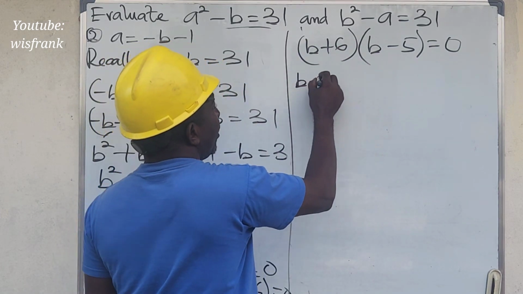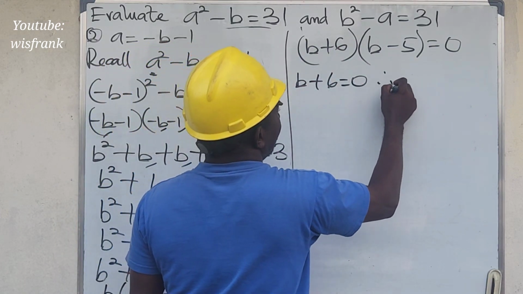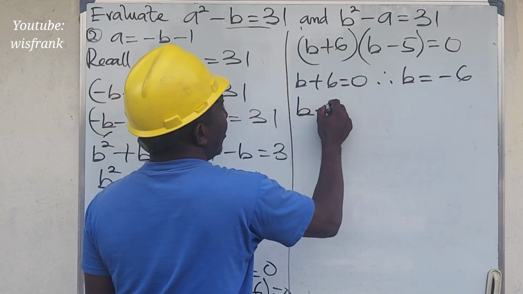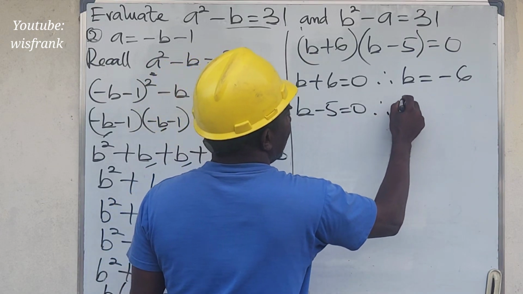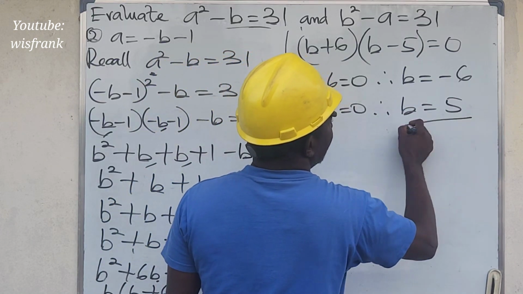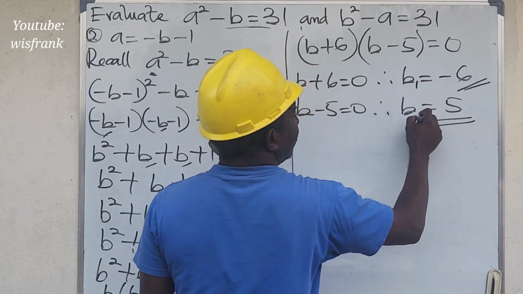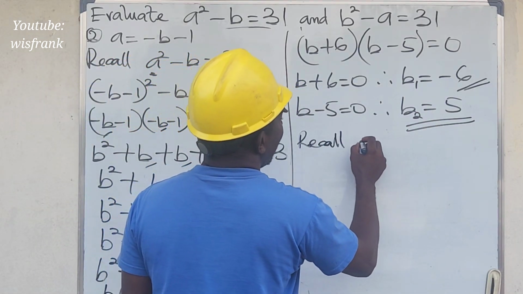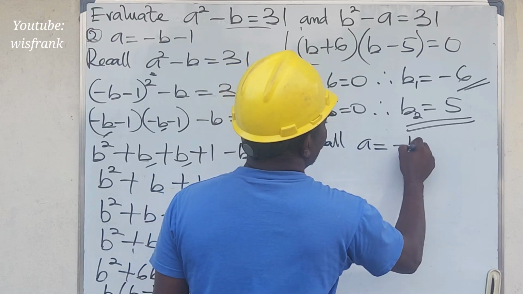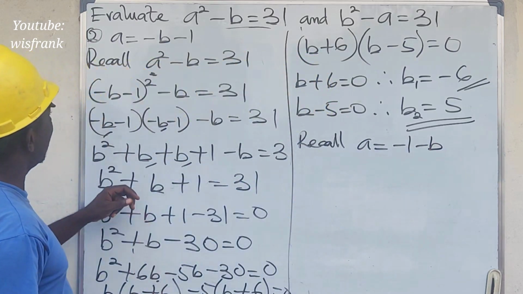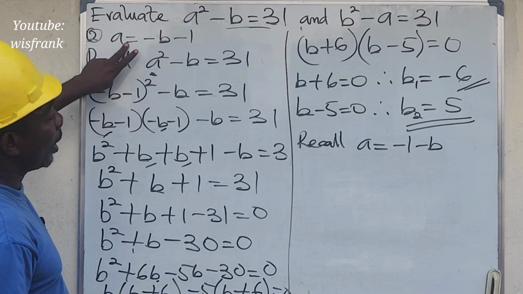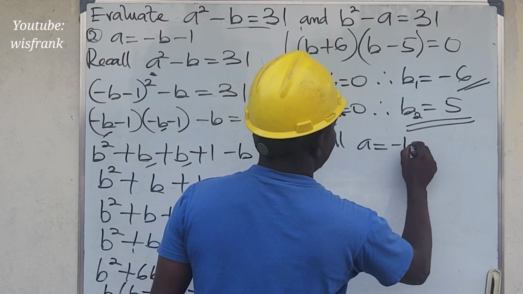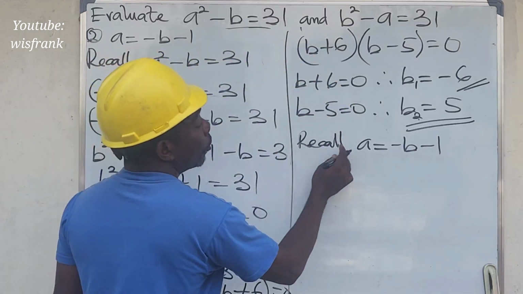So the first one, which is b plus 6, equals 0. Therefore, the value of b will be equal to minus 6. Here we have b minus 5 equals 0. Therefore, the value of b here will become 5. So these are the two values of b that we have, b1 and b2. But recall that we said our a equals minus 1 minus b when we substitute into there. So our a is minus 1 minus b, or this way, minus b minus 1. It's the same thing.